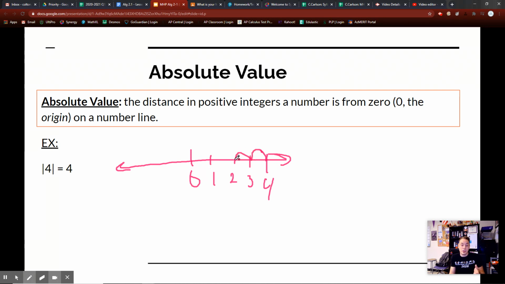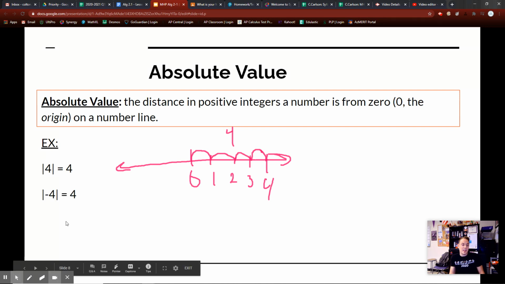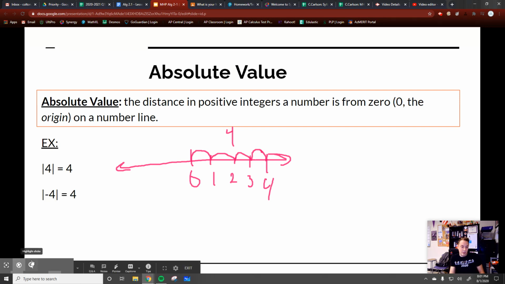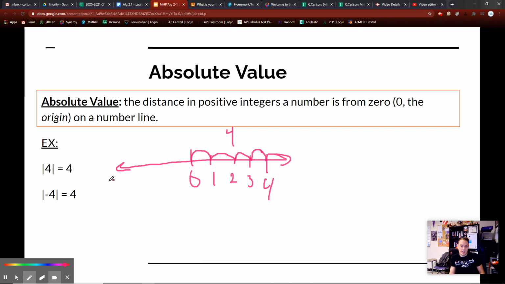1, 2, 3, 4. So this is 4 units. Perfect. So that is my answer, 4. What if I have negative 4? What's the absolute value of negative 4? Remember, we use those vertical bars to signify it.